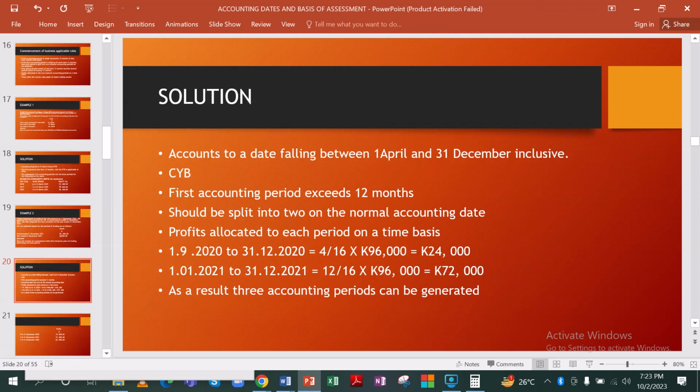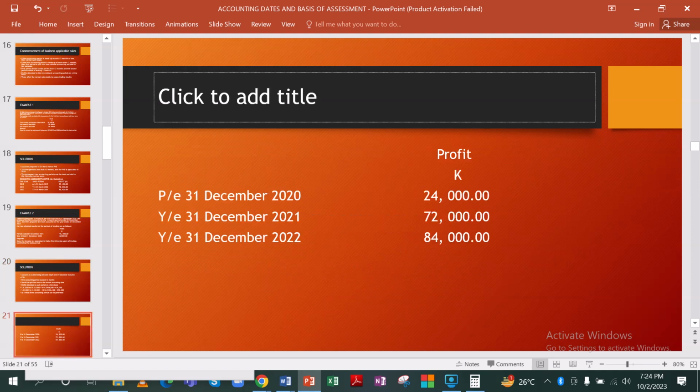To say the accounts are to a date falling between 1st April and 31st December, therefore current year basis altogether. Then the first account period exceeds 12 months. Therefore, we split it into two notional periods as given here. As a result, 3 accounting periods can be generated. Okay, 3 accounting periods will be generated. So let's see how this will now be done.